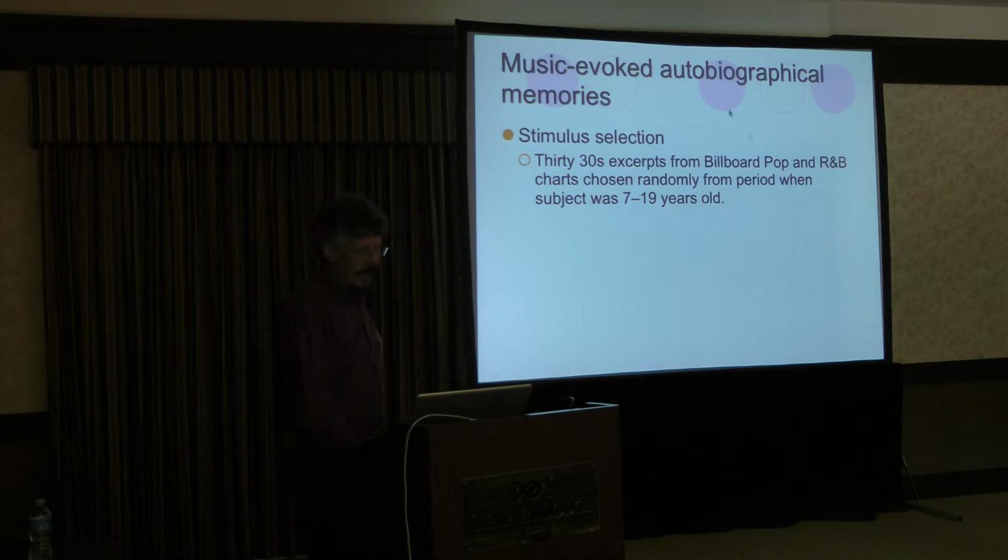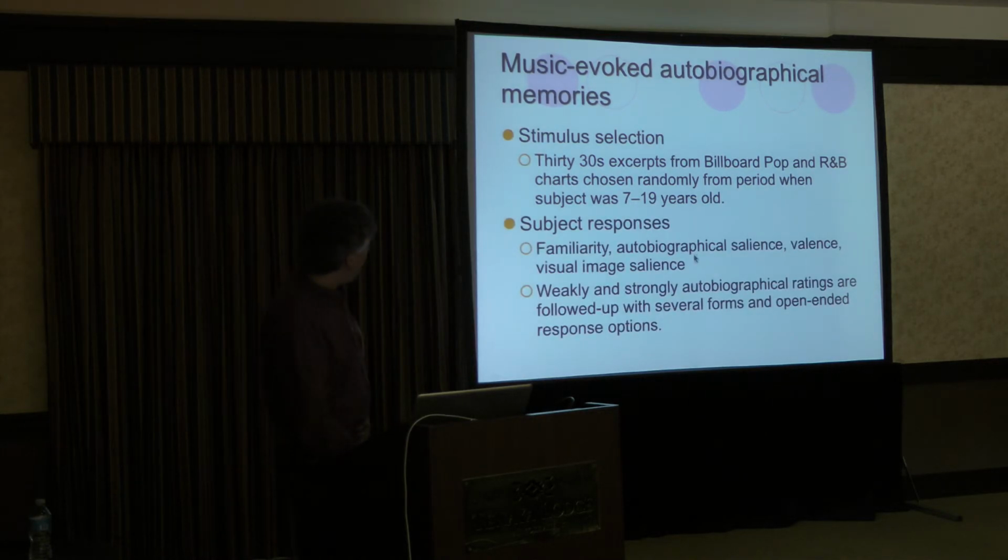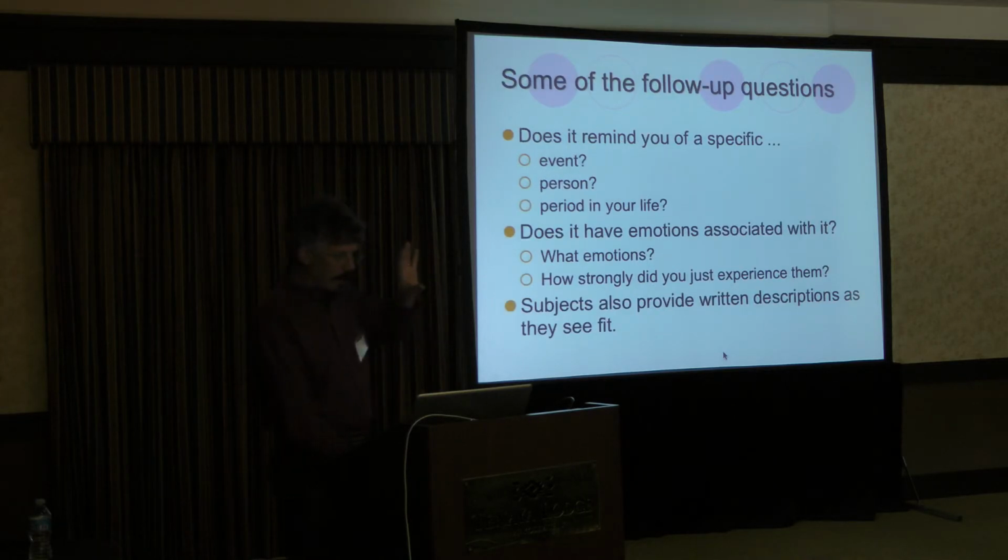So a strategy that we hit on was to take just these 30-second excerpts from Billboard Pop and R&B charts, excerpts chosen randomly from a period when the subject was 7 to 19 years old. We just use those excerpts that you can get as previews from the iTunes store. And then subjects rate them on familiarity, how memory evoking are they, so autobiographical salience, and how pleasing they found the excerpt. And then those that they label as weakly or strongly autobiographical are followed up with several forms and open-ended response options to try to get at the memory content.